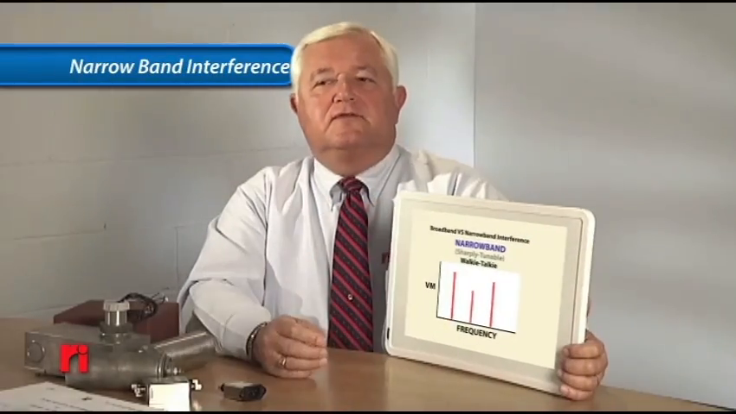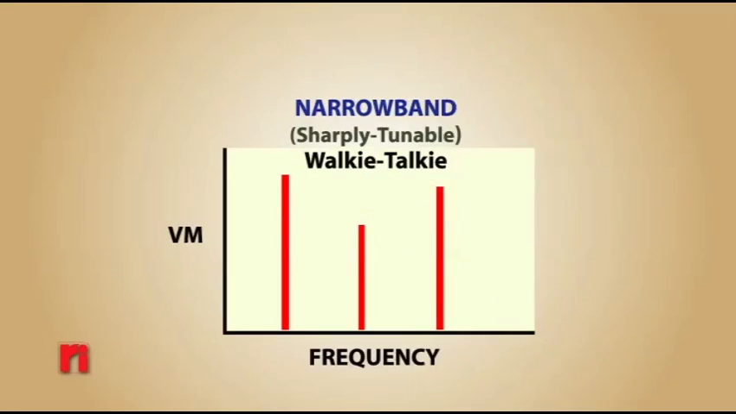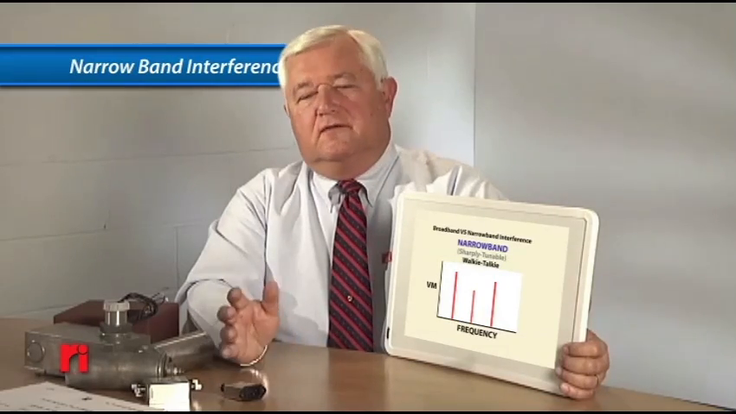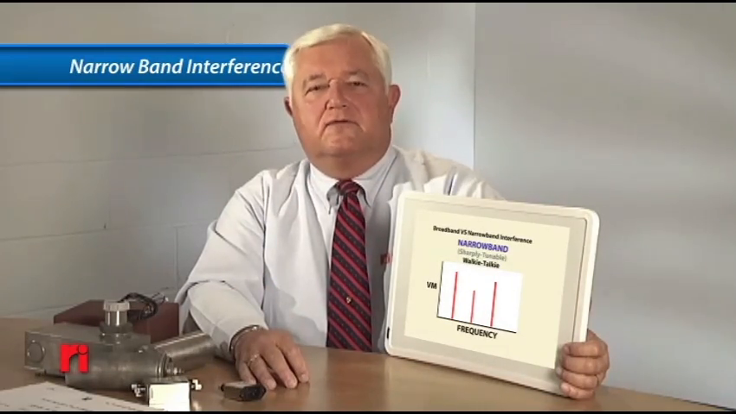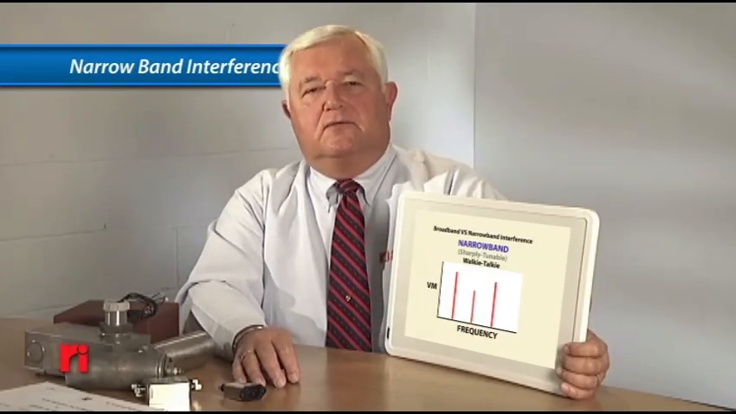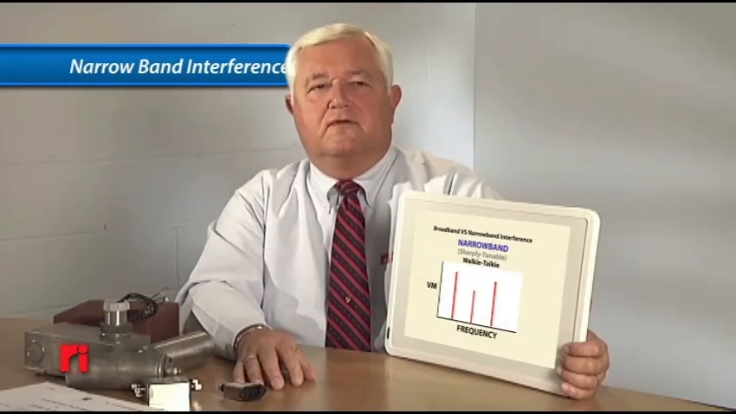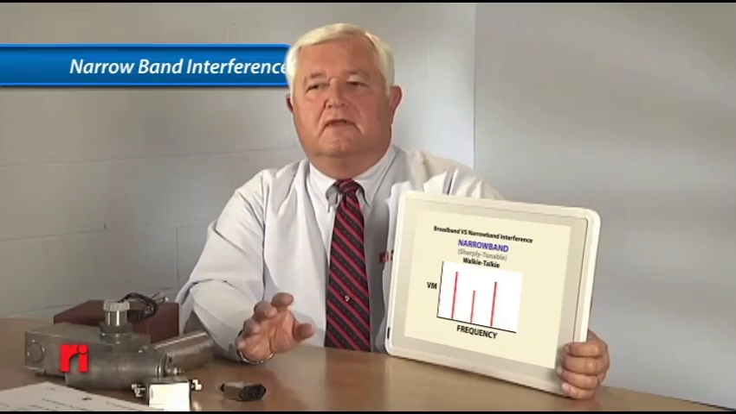Narrowband interference is just the opposite, and again, as its name indicates, is very, very sharply tunable in frequency, and that's associated with harmonic noise from an RF device. If you have an RF transmitter that, let's say, is operating at 150 megahertz, it has harmonic and spurious emissions associated with it. You're clearly going to see things at 300 megahertz, 450 megahertz, and that type of interference can be devastating to many types of equipment.